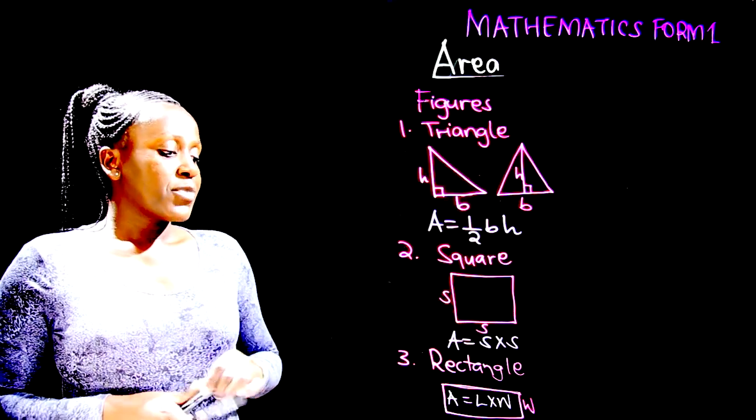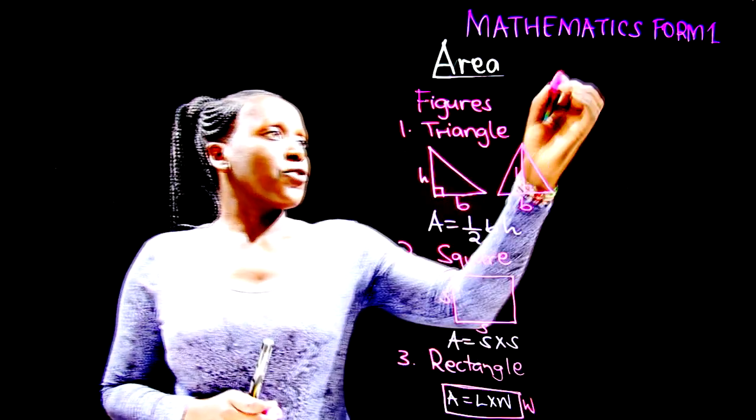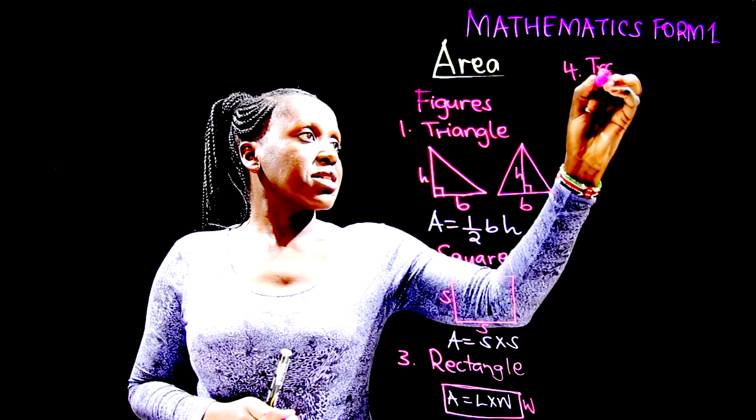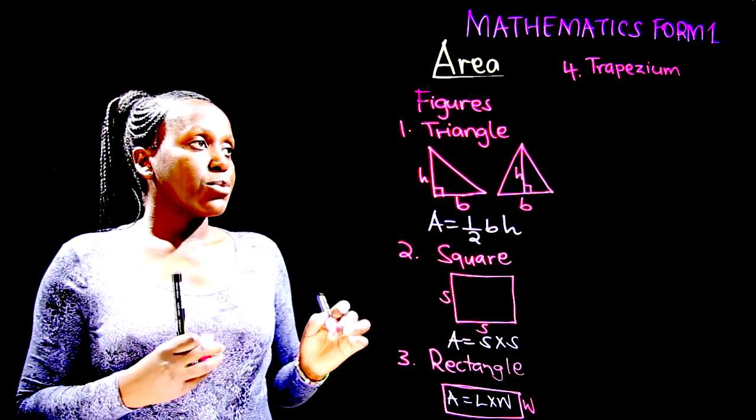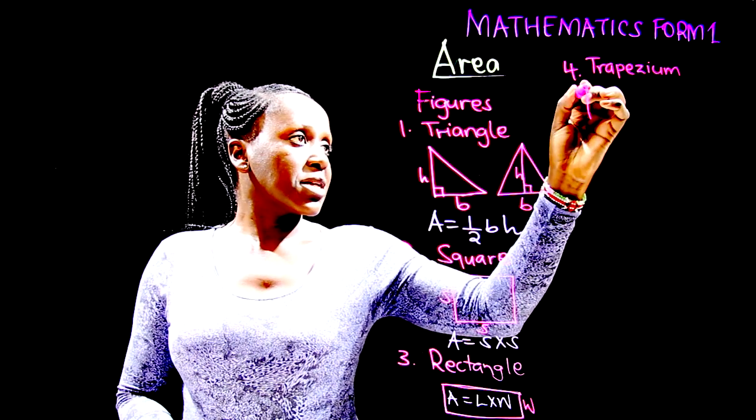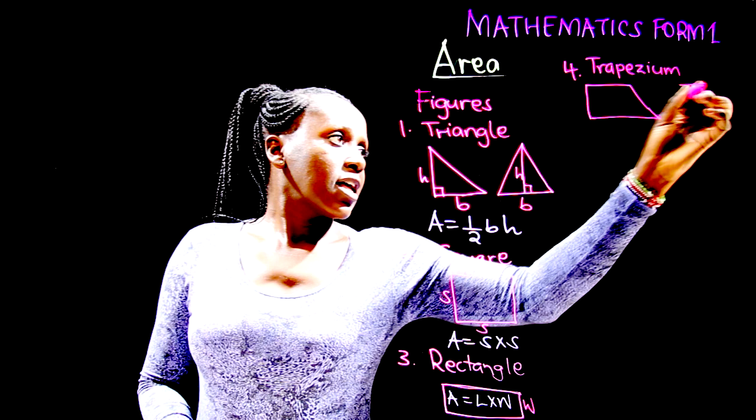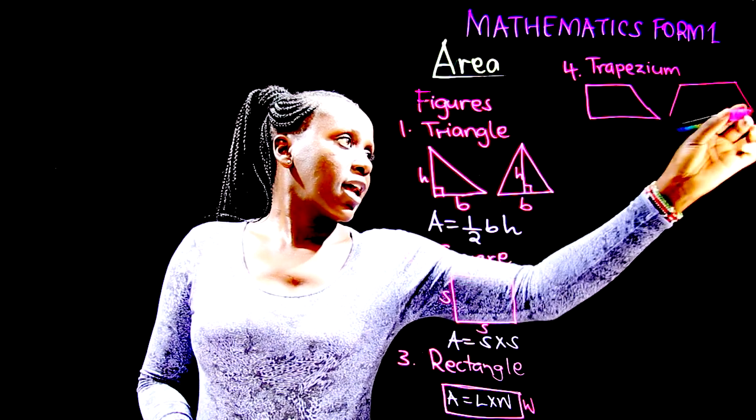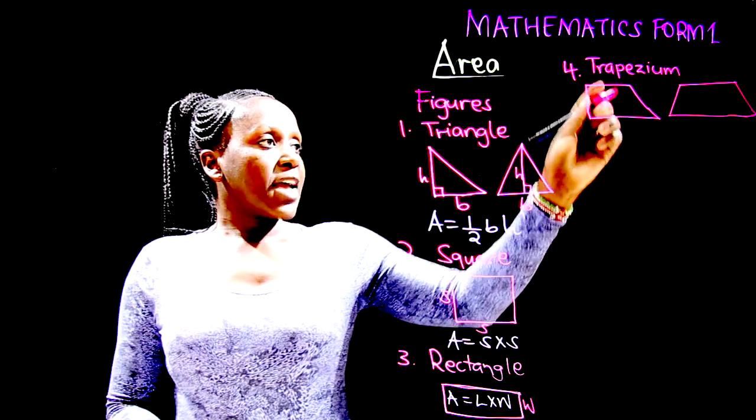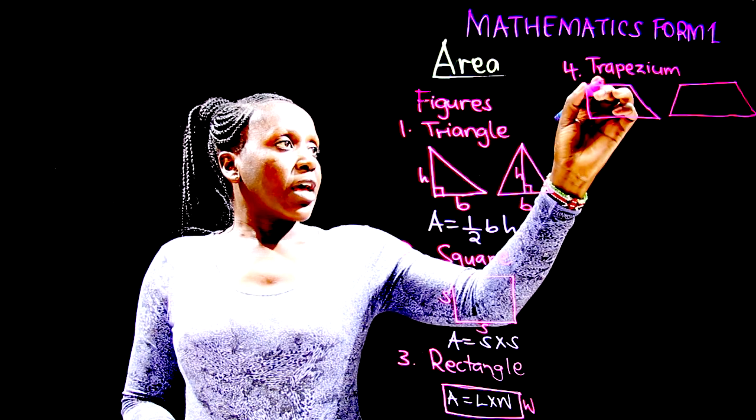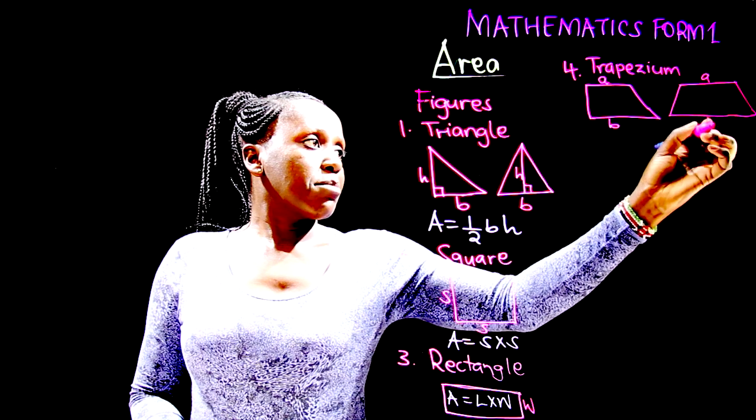Then the next figure that we are going to look at is a trapezium. So figure number 4 is a trapezium. Now a trapezium can assume two shapes. So we have trapezia that look like that, and then another one that looks like that. One of the two opposite sides is A, and then the other one is B.